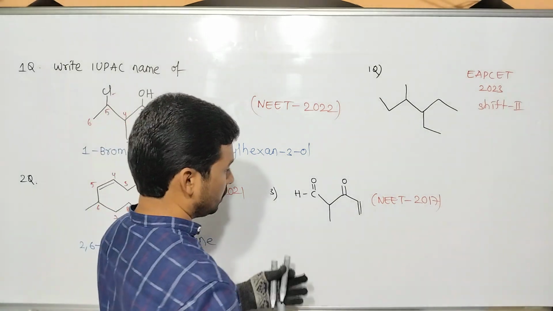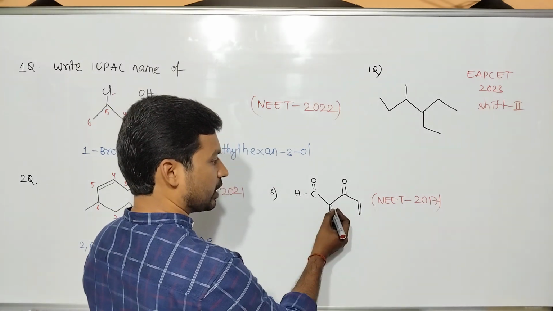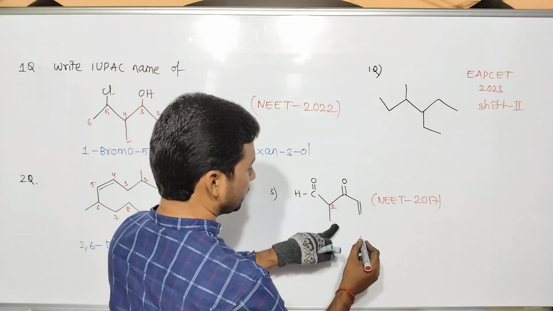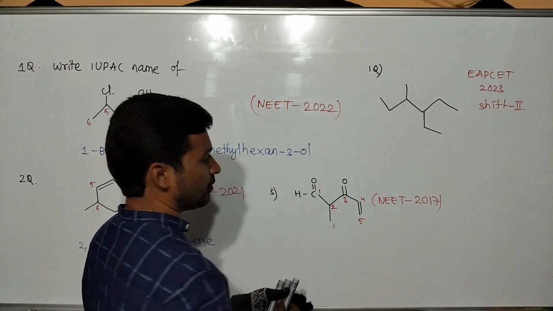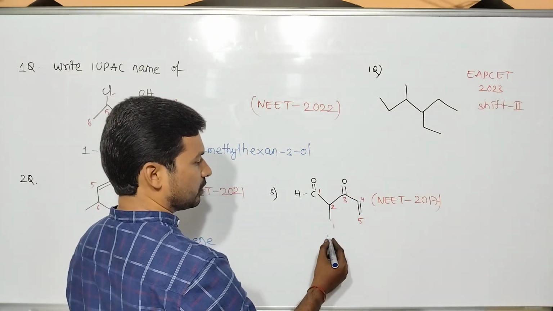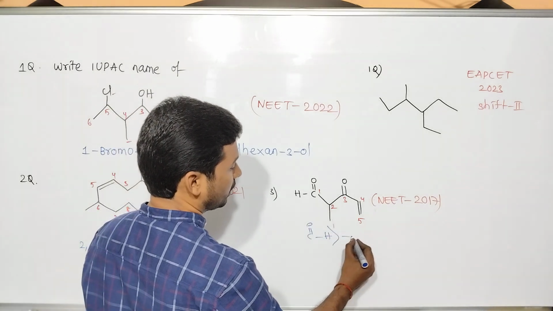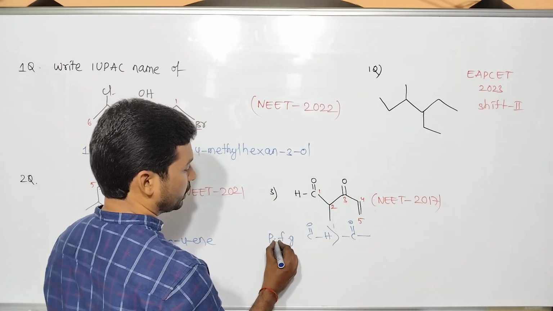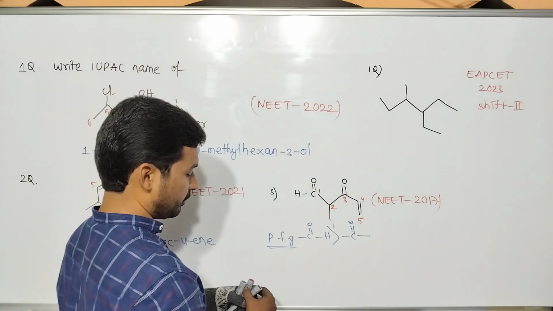Next, come here. Here the functional groups are aldehyde and keto. Between aldehyde and keto, which one has the most priority? Aldehyde has the most priority. So 1, 2. The functional group carbon is always 1, then 2, 3, 4, 5 like this numbering. Here this is a substituent. When aldehyde and keto are both present, aldehyde dominates over keto in principal functional group selection. So we will write like this.